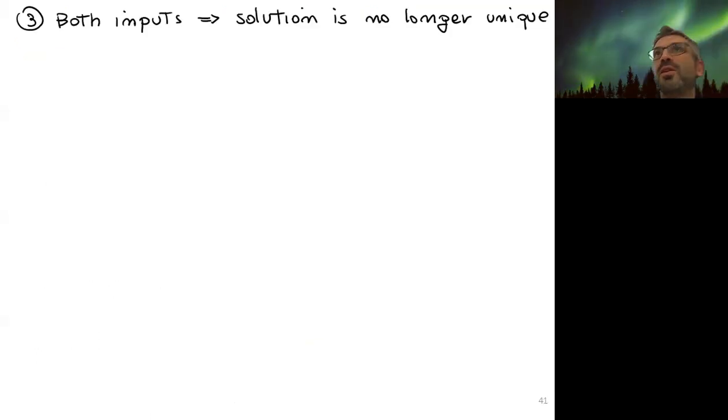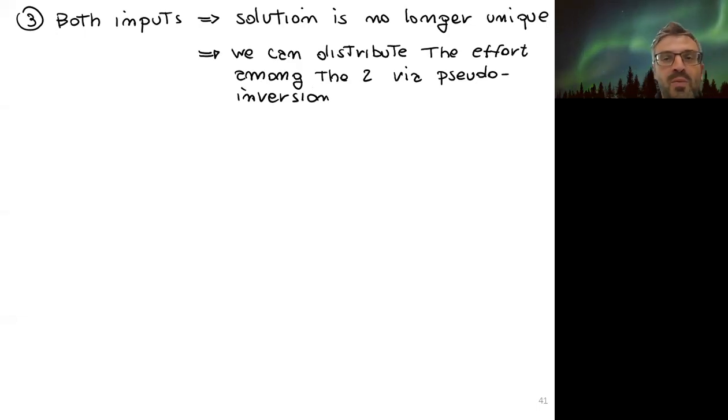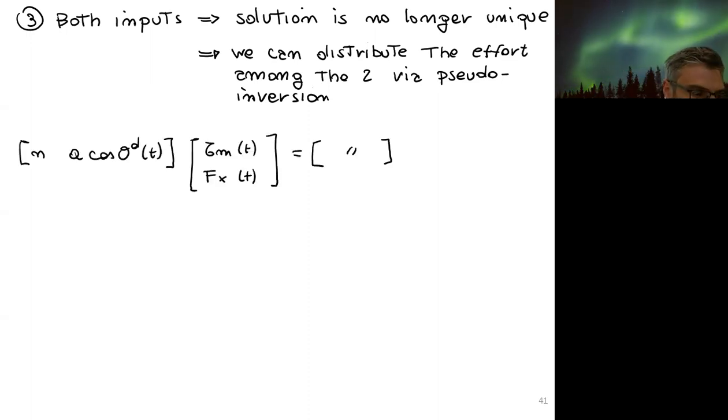While if we consider both inputs, the solution is no longer unique, and we can distribute the effort among the two inputs via a pseudo inversion. So both inputs are present. There is one equation in two unknowns.